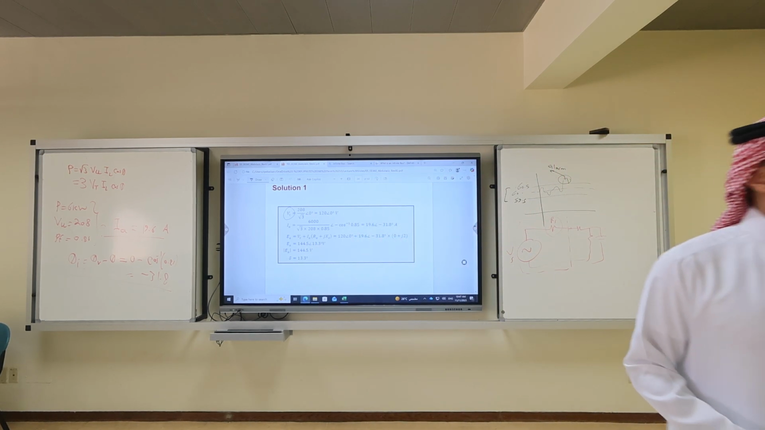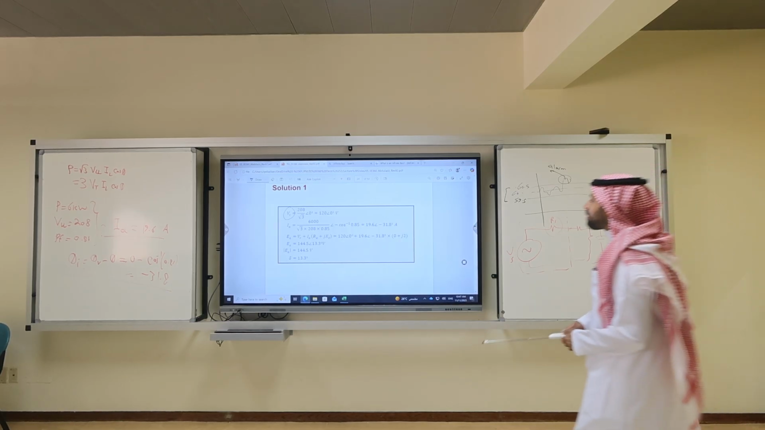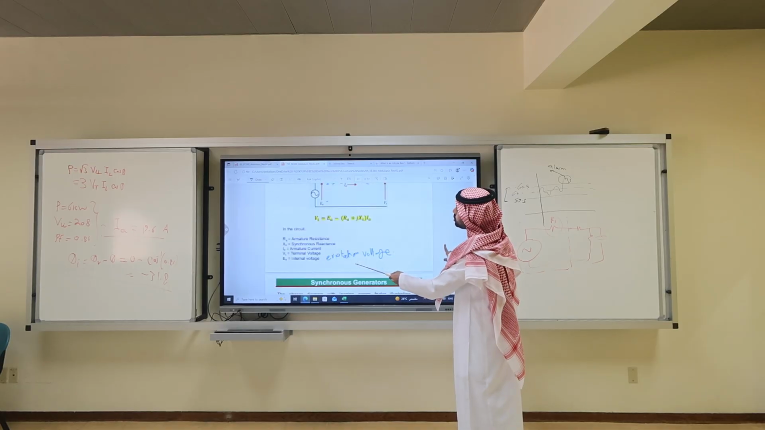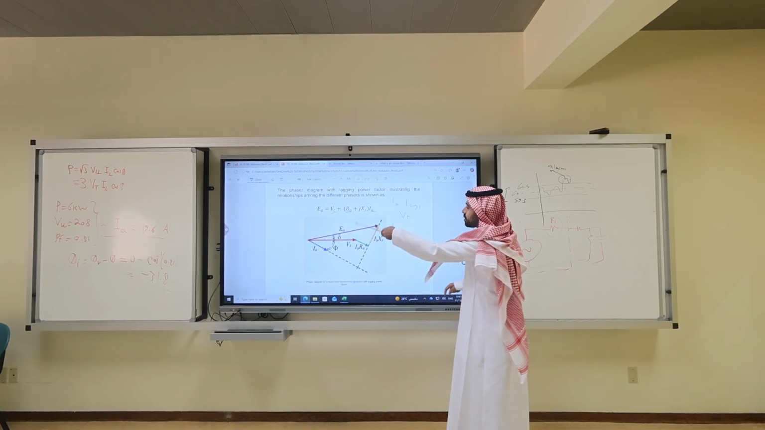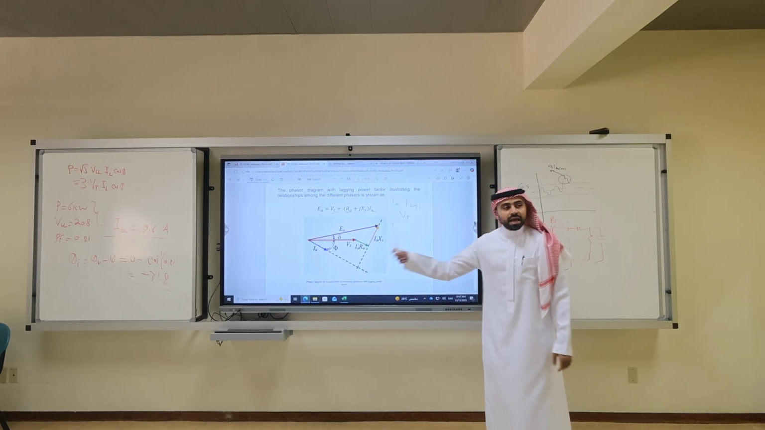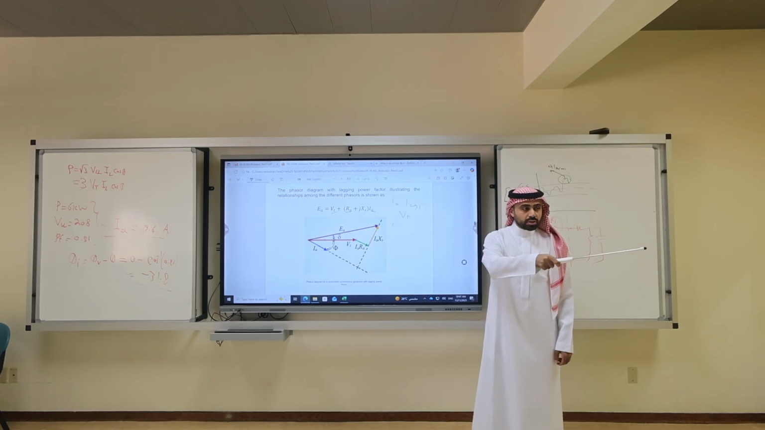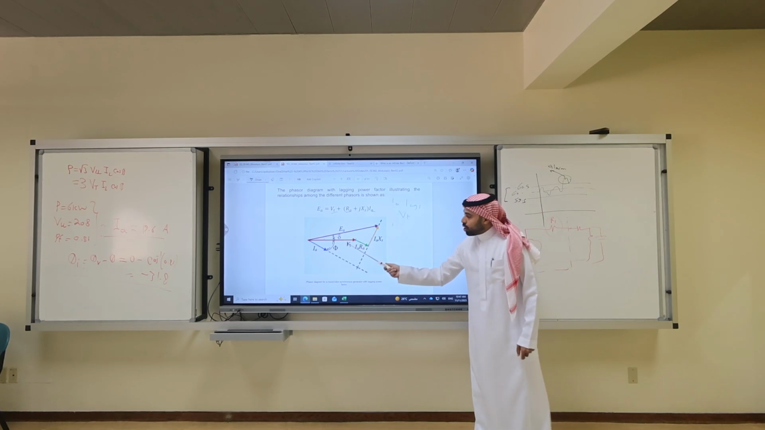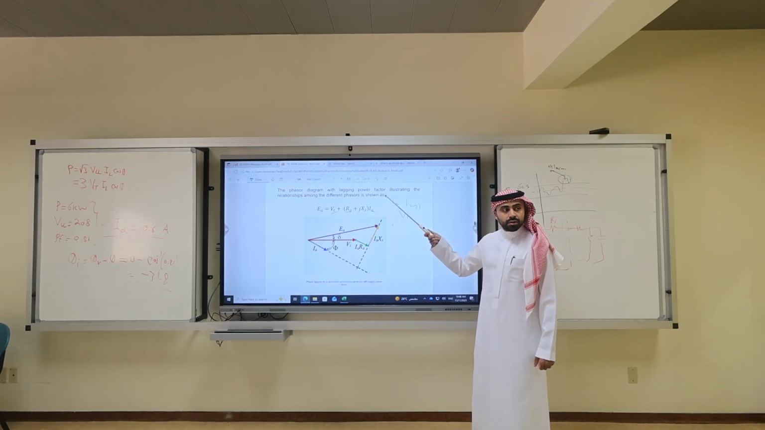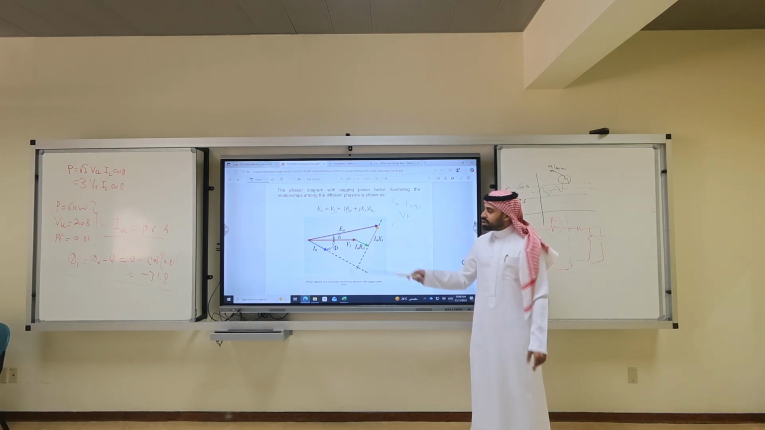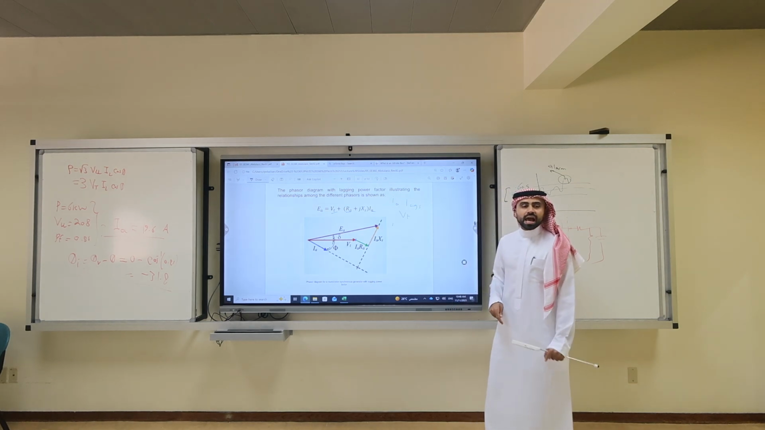Is it clear? So in a lagging power factor, this problem can be drawn using this. I might ask you in the test to draw the phasor diagram. It doesn't have to be scaled, but it should generally be the same shape, like this, for a lagging case.